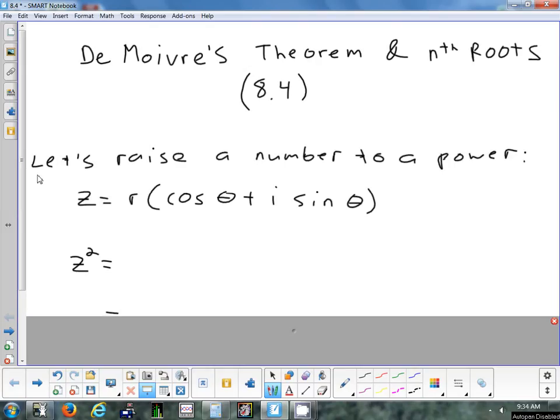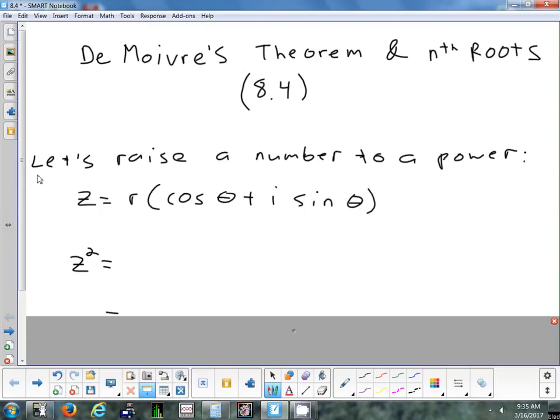All right, so let's take this number in trig form, and I want to raise this to the second power. Okay, and the first time, we're going to do it. We're just going to distribute, FOIL, multiply everything out, and then see if we notice a pattern.